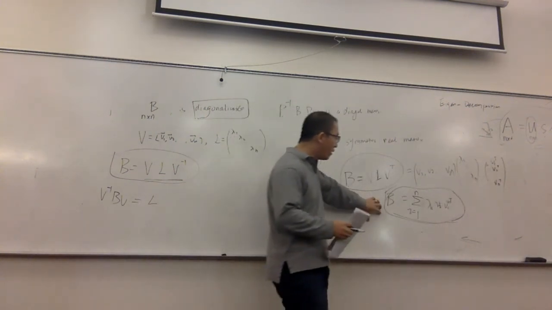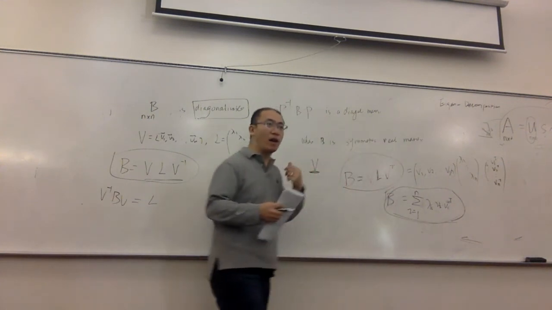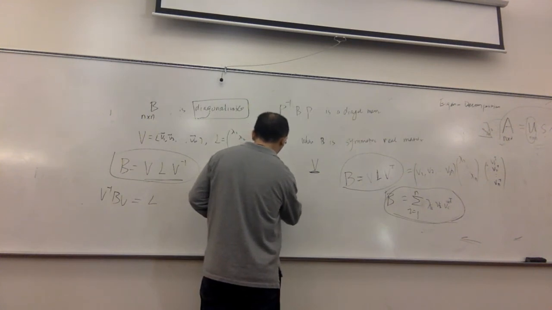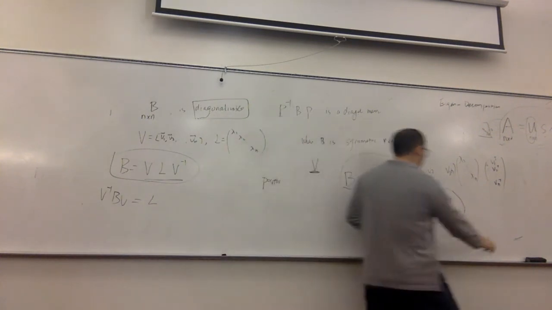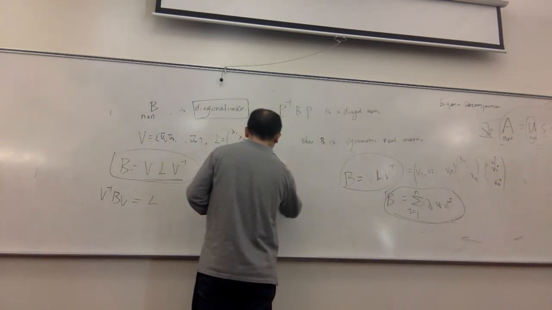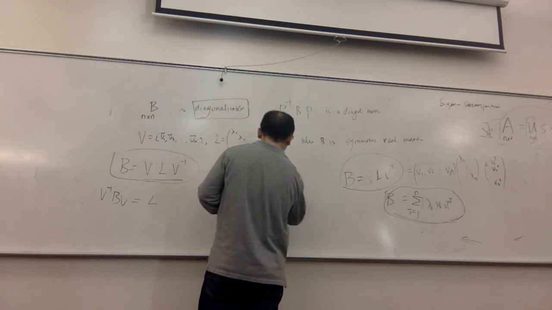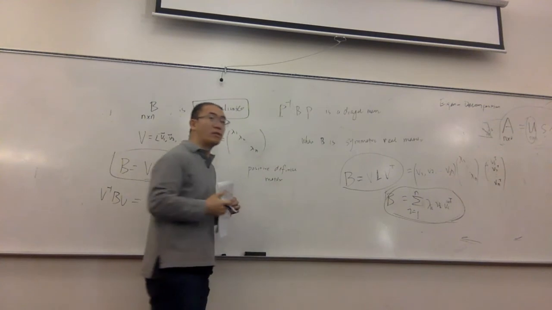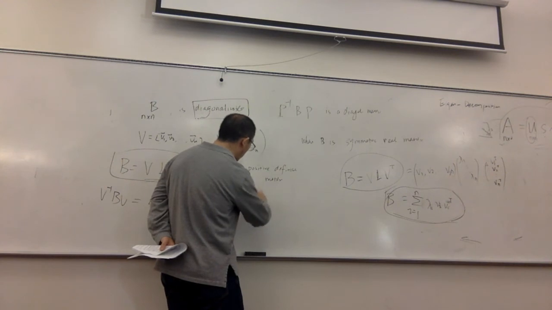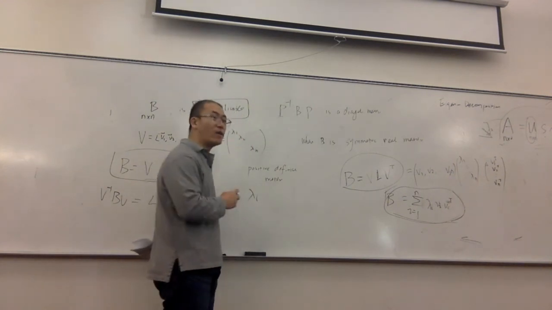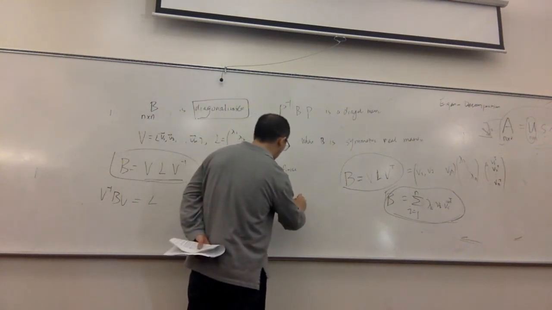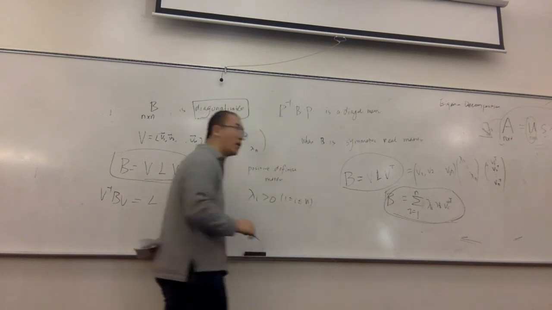Another commonly used symmetric matrix is called a positive definite symmetric matrix. So what is a positive definite matrix? The definition simply requires that each eigenvalue of this matrix is strictly positive. Then it's called a positive definite matrix.